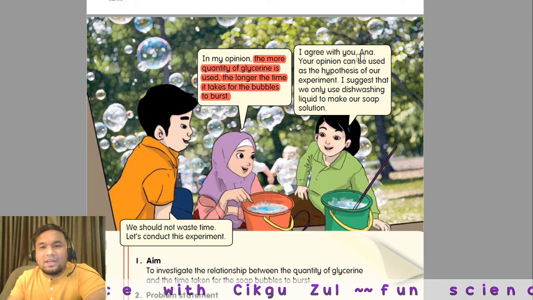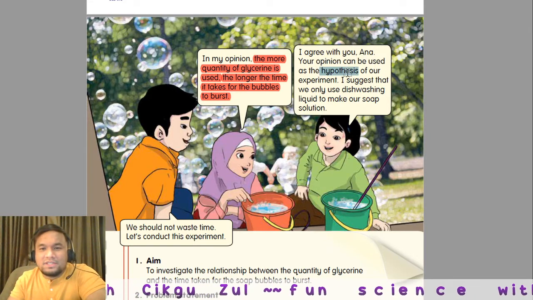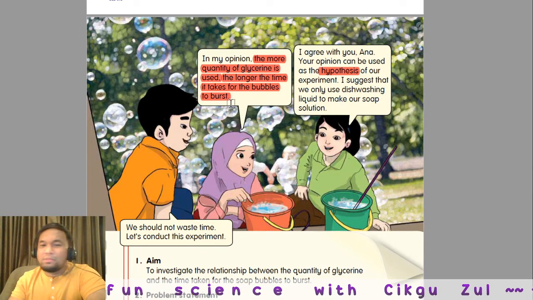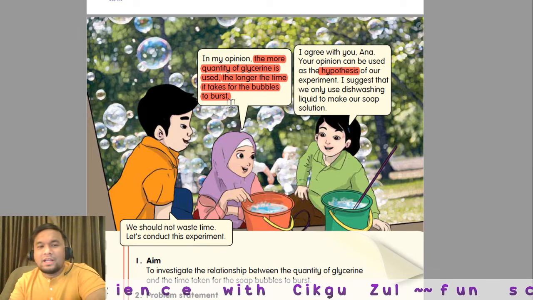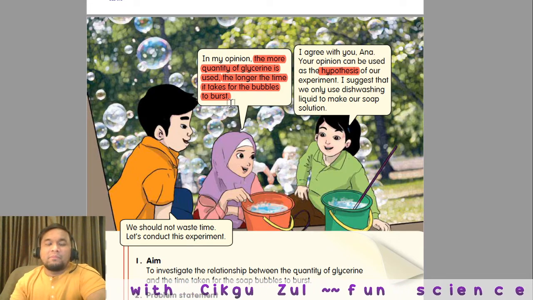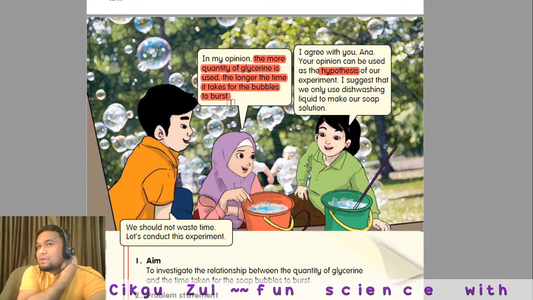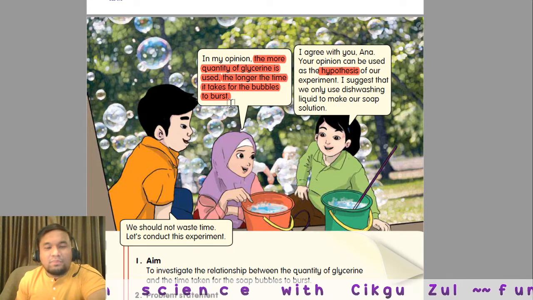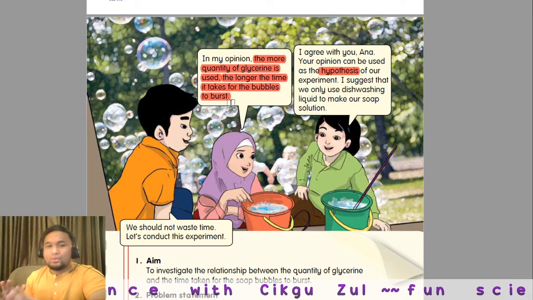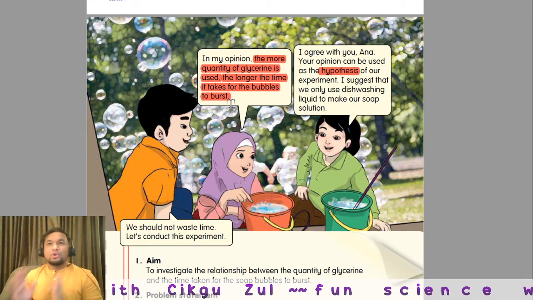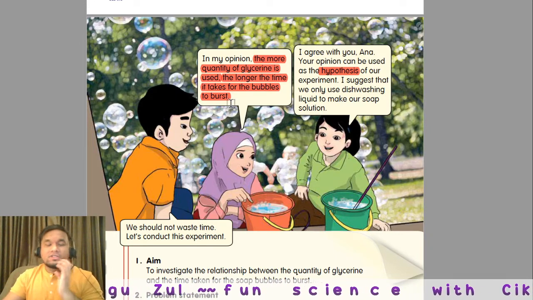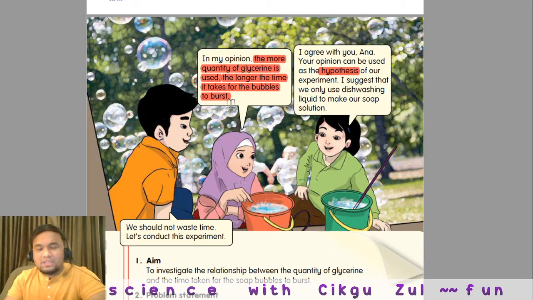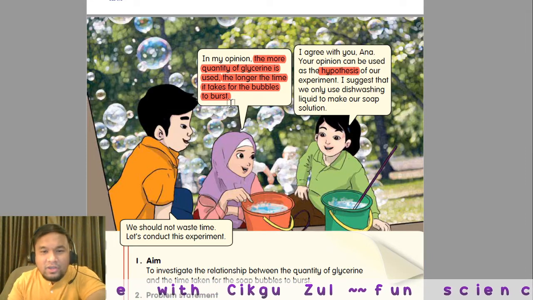Your opinion can be used as hypothesis. Apa yang Anna cakap tadi ini adalah hypothesis. Dia belum lagi betul ke tak, kita tak tahu lagi. Kita belum uji lagi. But statement yang given by Anna is hypothesis because it can be true or it can be false. Boleh jadi betul, boleh jadi salah. So dia adalah dikira sebagai hypothesis, dan hypothesis ini dibuat sebelum kita menjalankan eksperimen.